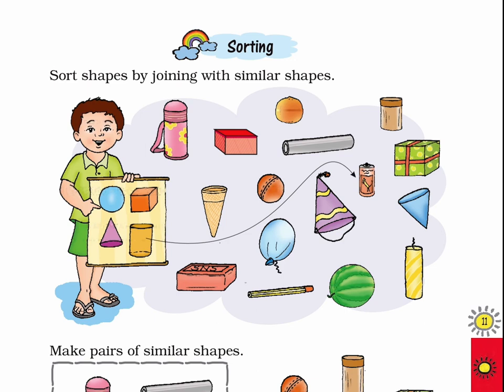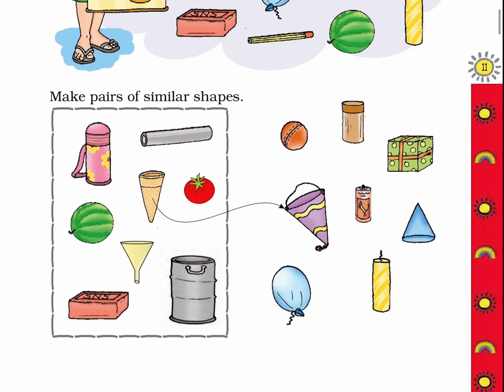Activity 1. Sort shapes by joining with similar shapes. One example is given for you. A battery is matched with a cylindrical shape. Now you have to match the similar shapes.